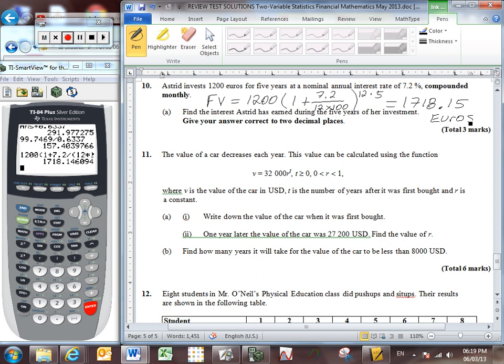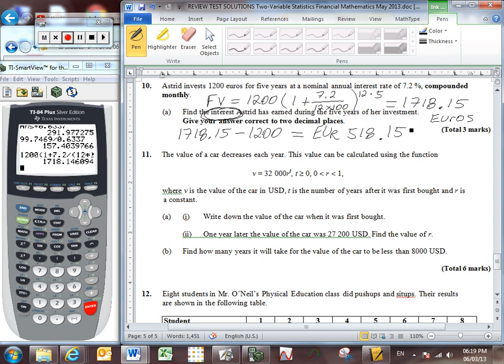The question actually is asking for the interest that she has earned. So they only want the interest. What I've calculated is the entire future value. So I need to take the difference between the total amount and the principal, and the difference will represent the interest that she has earned over that time. And I'm going to get euros 518.15.